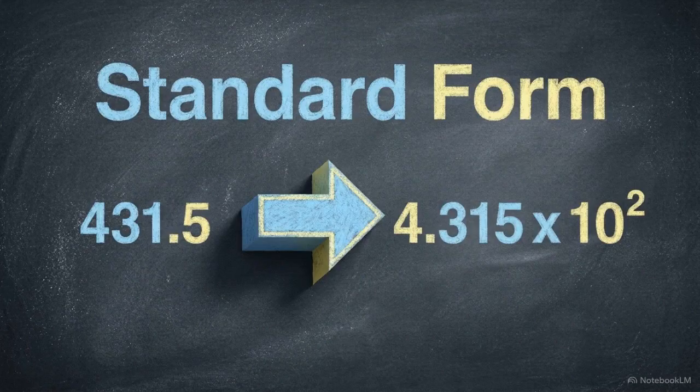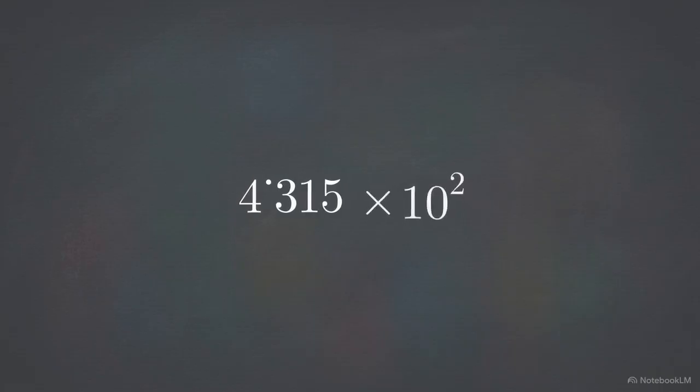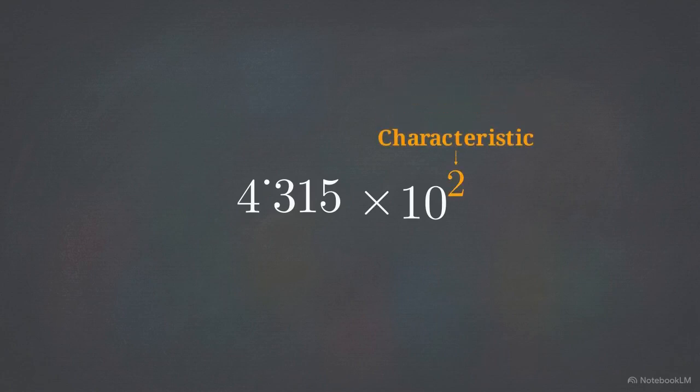Finding the characteristic requires shifting a number into standard form. That means you move the decimal point until there is exactly one non-zero digit sitting to its left. For numbers greater than 1, like 431.5, the decimal hops 2 spaces to the left. To keep the value the same, we multiply it by 10 to the positive power of 2. Look at that exponent on the 10. That positive 2 is our characteristic.